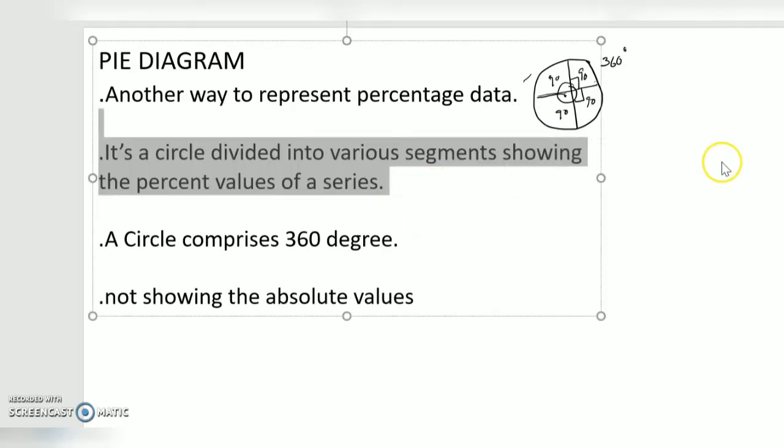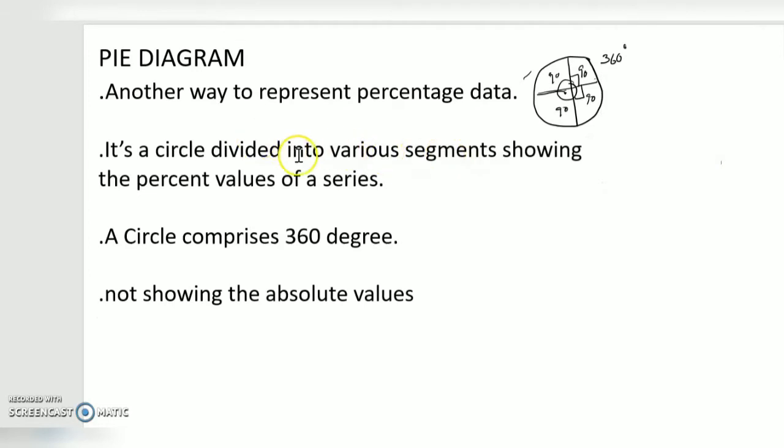Now in this pie diagram, a circle is divided into various segments showing the percentage value that I showed here. Just like a piece of pizza, we are dividing one circle into different components, and all these components represent percentage values. First we have to convert the absolute values into percentages. So in a pie diagram also we are not representing the values in absolute form. We are representing values in percentage first.